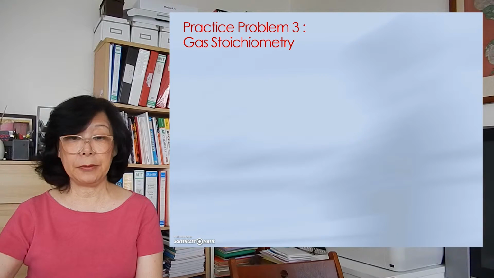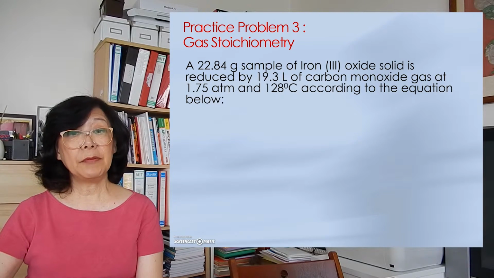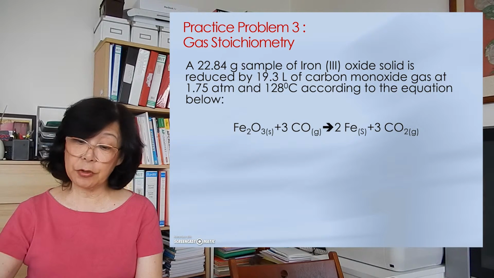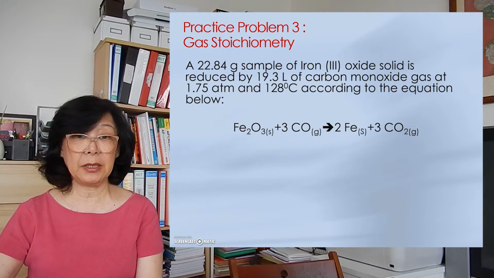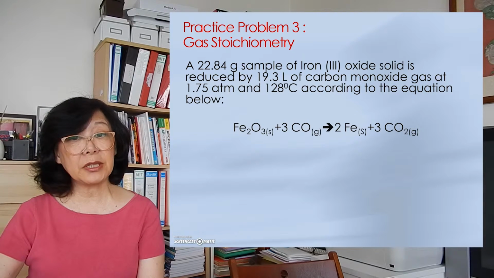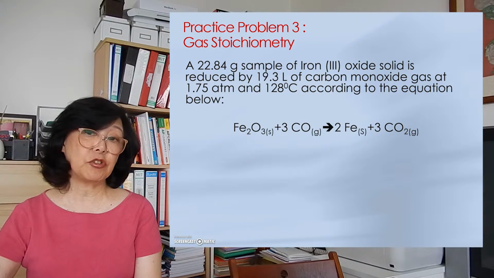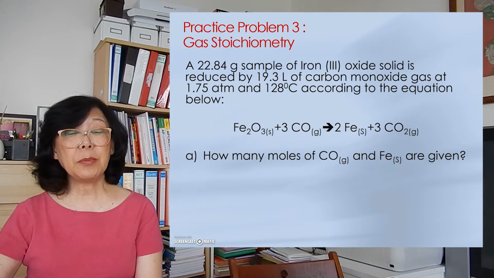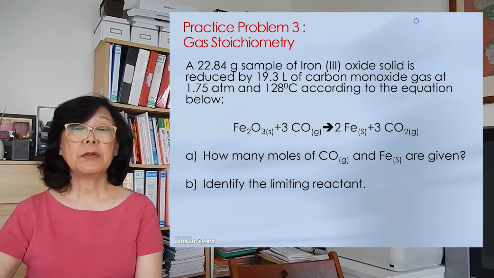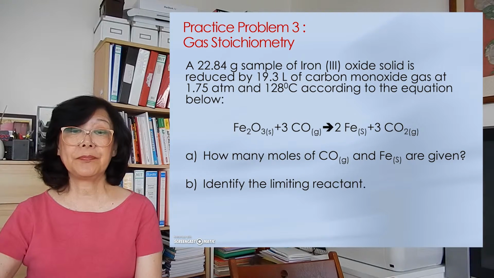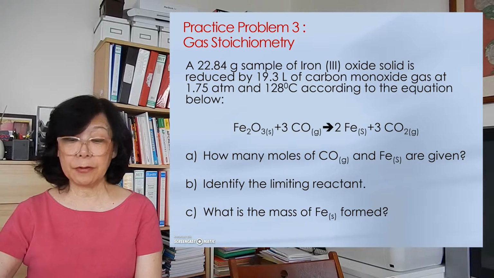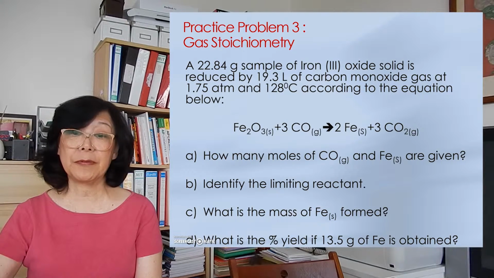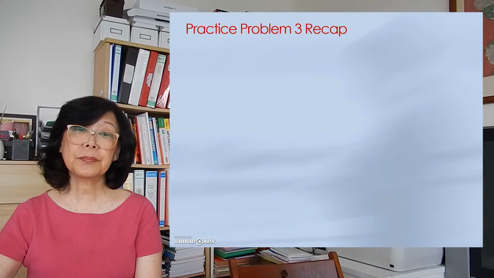Practice problem number 3. Here I have a reaction between iron 3 oxide and carbon monoxide to form iron and carbon dioxide. Given a certain mass of iron 3 oxide and certain volume and pressure and temperature of carbon monoxide gas, find out how many moles are given, which one is limiting reactant, and what's the mass of iron formed. And the percent yield if we only get 13.5 grams of iron.